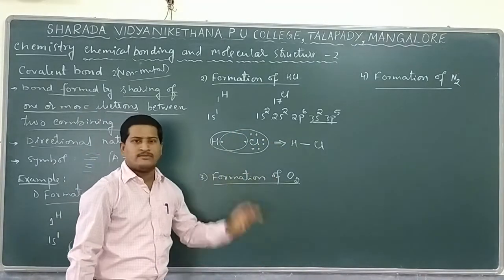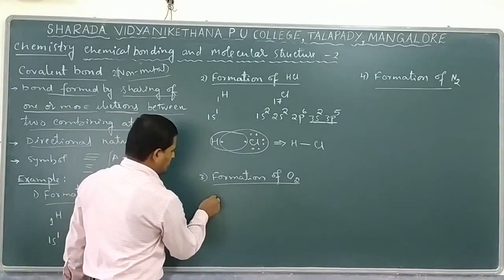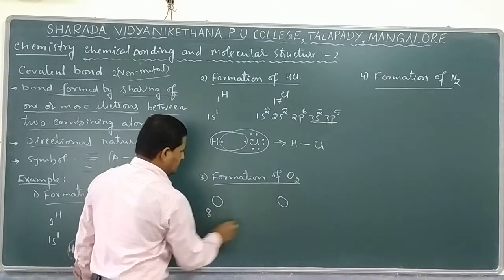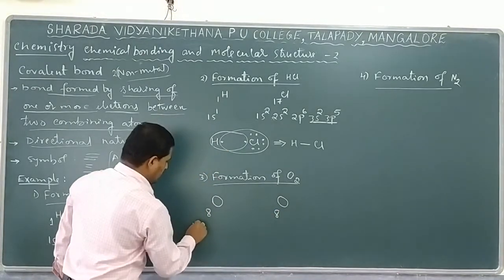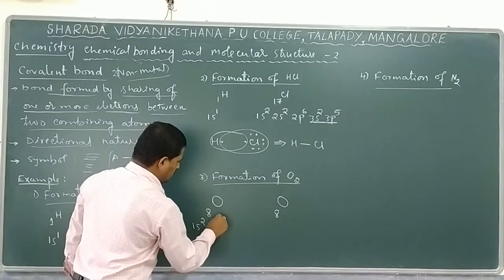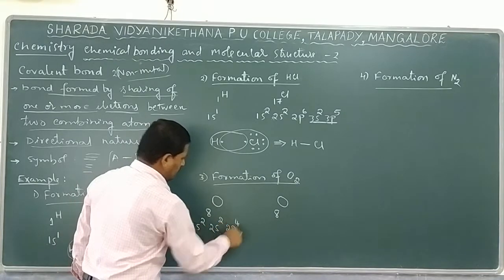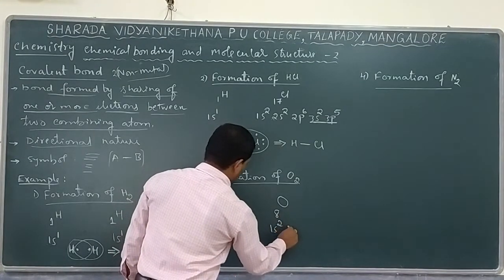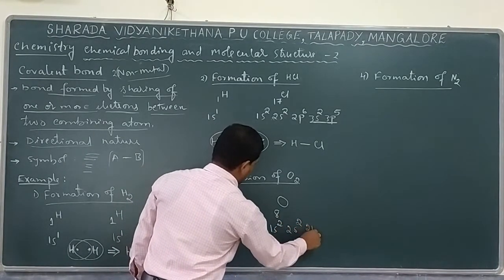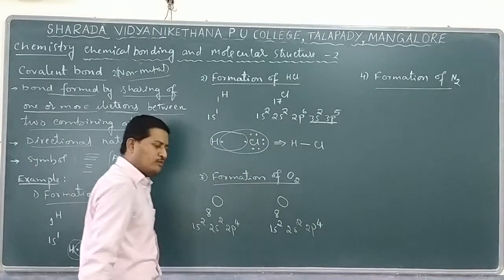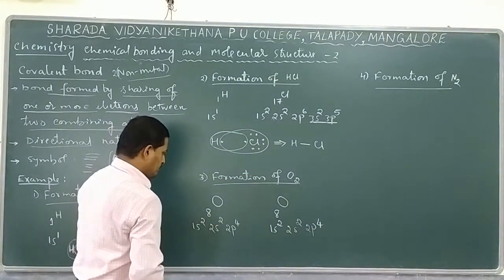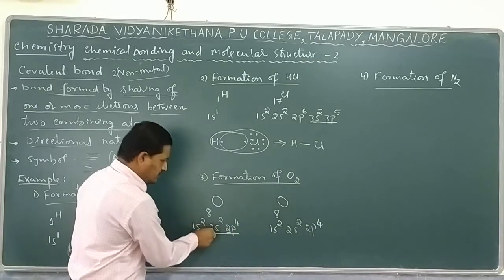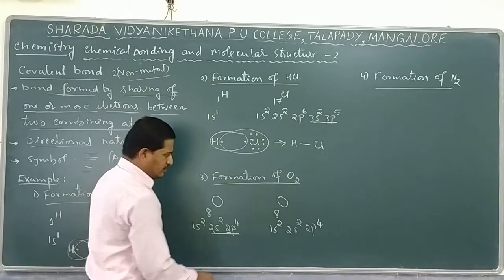Similarly, in the formation of an oxygen molecule, there are 2 oxygen atoms present. The atomic number of oxygen is 8, and the electronic configuration is 1s2, then 2s2, after that 2p4. And in the other atom also, the same electronic configuration: 1s2, 2s2, as well as 2p4. And if you find the electron dot structure, 2 is the valence shell, and 2s2, 2p4 is the valence shell electronic configuration.